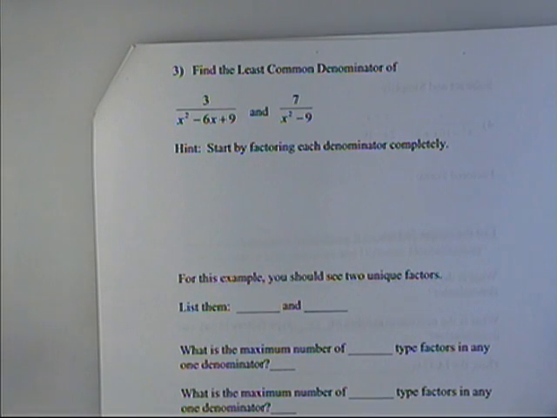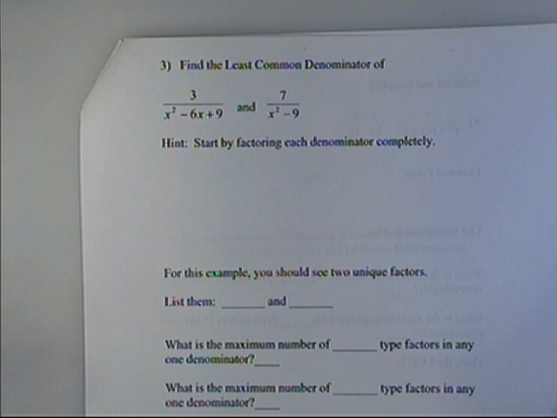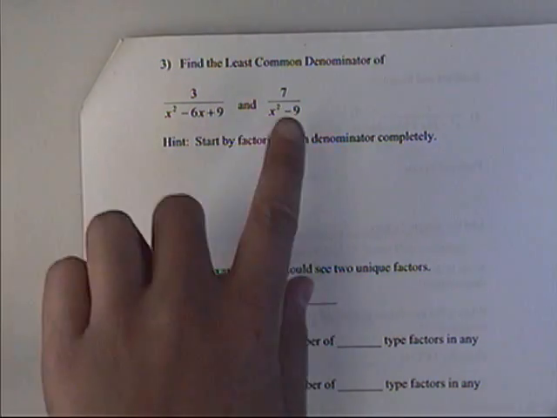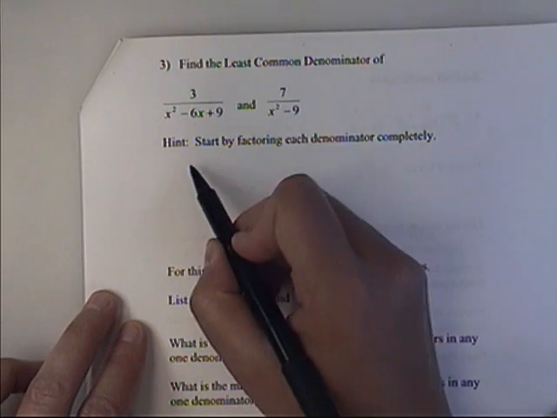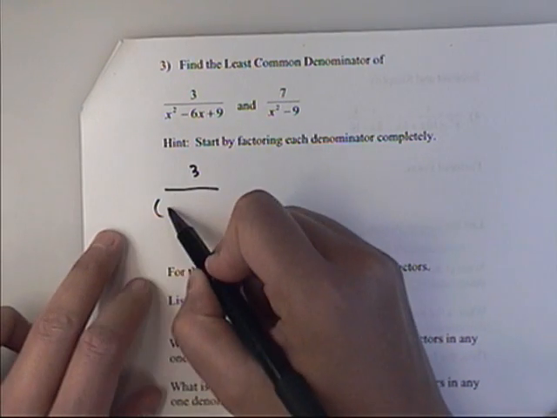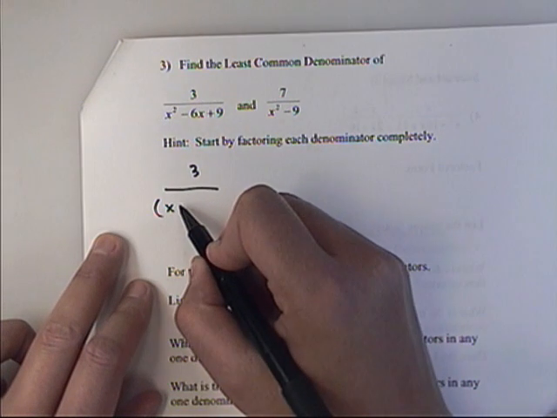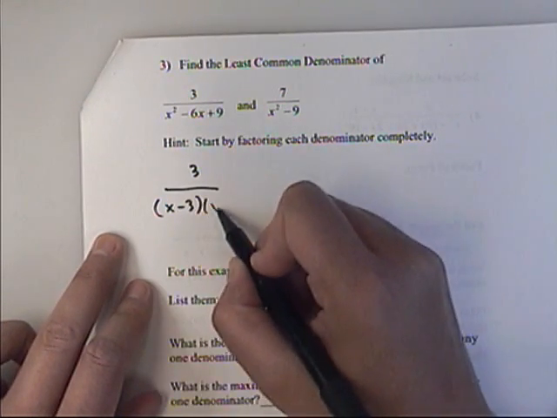All right. Now, this kind of thing can be tricky. Finding the least common denominator. Well, when we do that, we're essentially helping us to add or subtract things that are more complicated than example number 2. So, okay, let's take a look at these two examples. So I'm going to factor them and see what kind of denominator factors I have. Here, I can factor x squared minus 6x plus 9 into x minus 3 times x minus 3.